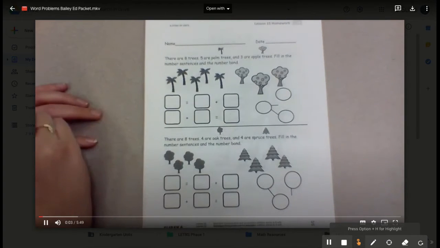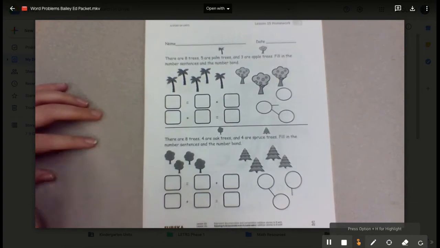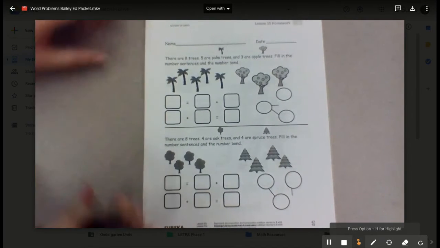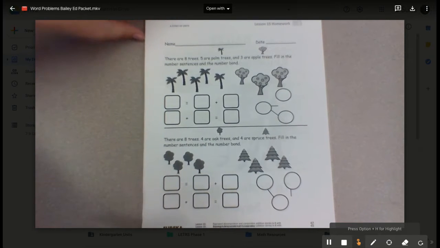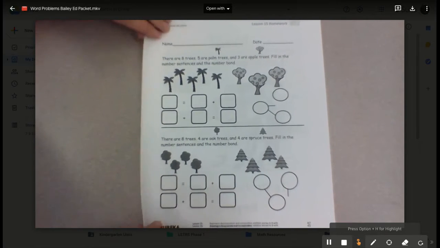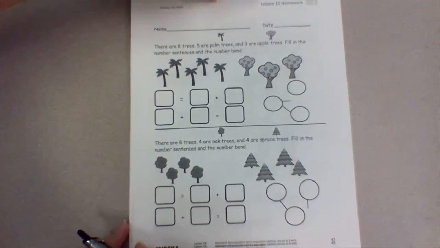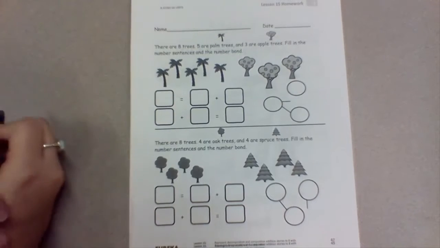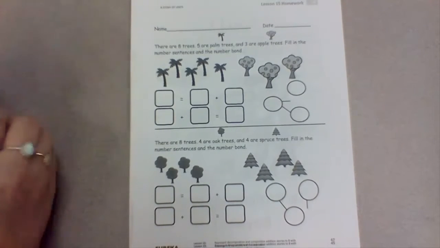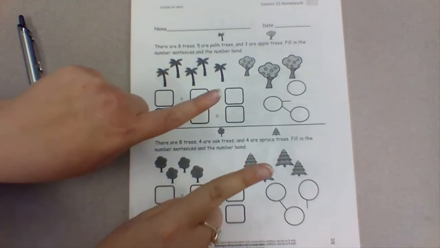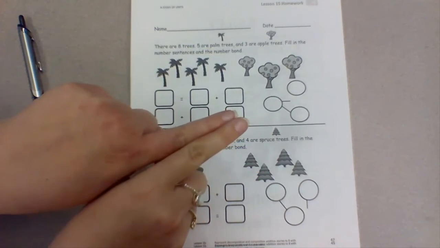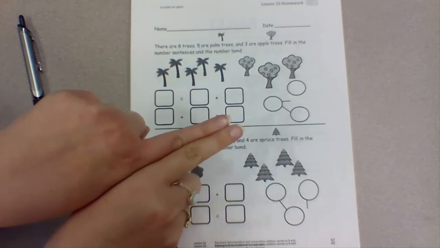Hey boys and girls, this is going to be the first page in your Bailey Ed math packet. So if you will go ahead and find this page. The front of it looks like this. You're going to flip it over and this is the page we're going to work on today. So we are going to be talking about addition. And remember, addition is when I take two groups of things, I put them together, and I get my whole.